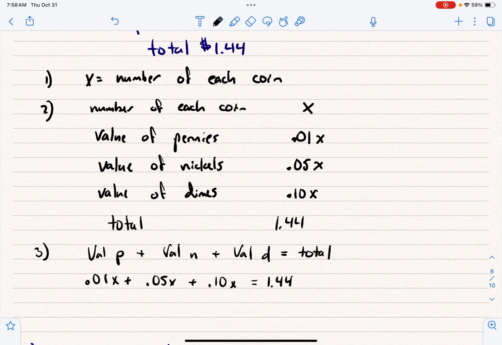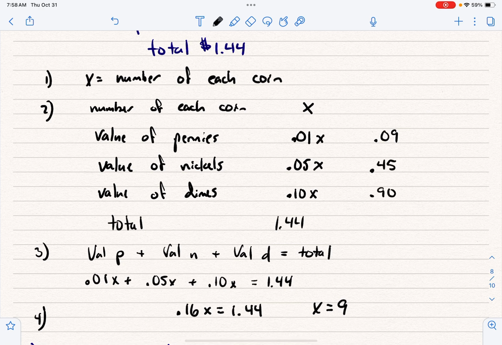0.01 plus 0.05 is 0.06, plus 0.1 is going to be 0.16x equals 1.44. And at this point, you just divide both sides by 0.16, and you get x is equal to 9. What does that mean? Well, that means there are 9 pennies and 9 nickels and 9 dimes. And that makes sense, because 9 cents plus 9 nickels would be 45 cents, plus 9 dimes would be 90 cents, you would get $1.44. So that answer works and makes sense.